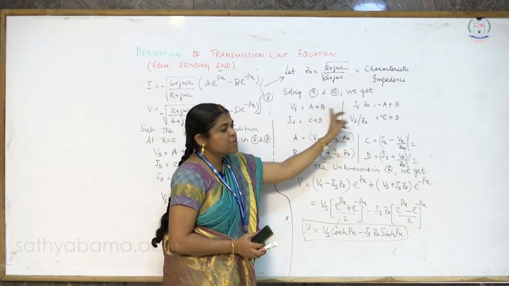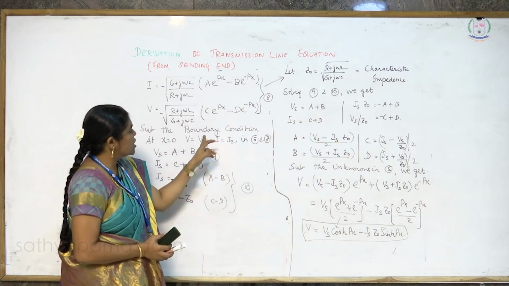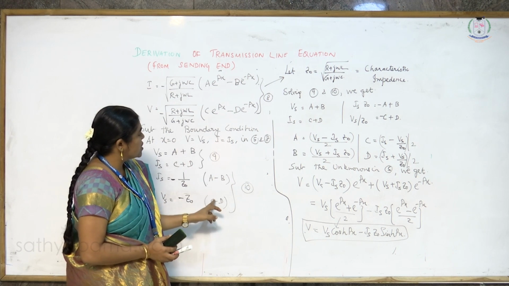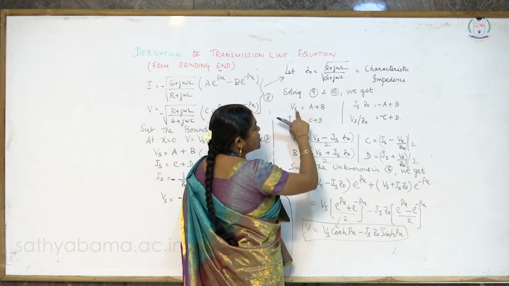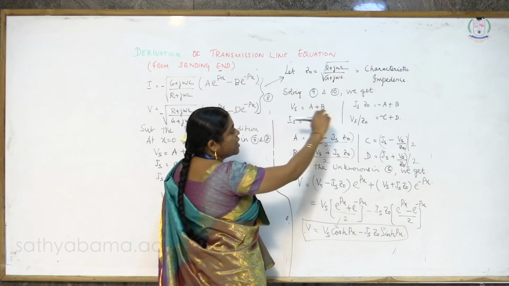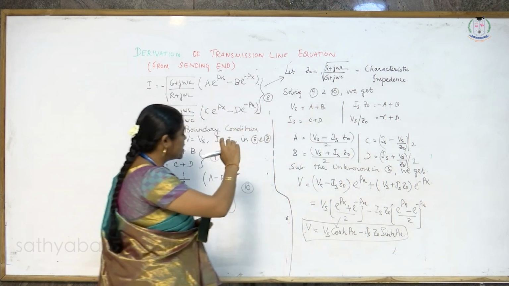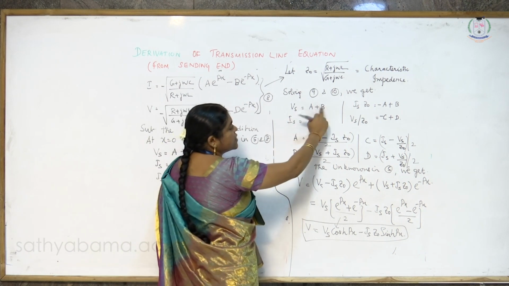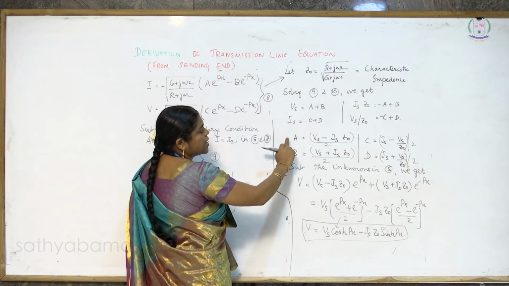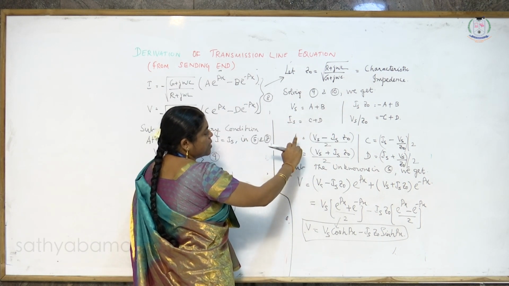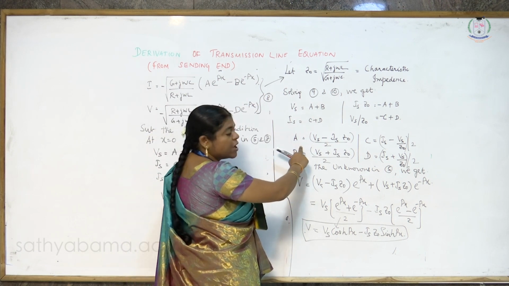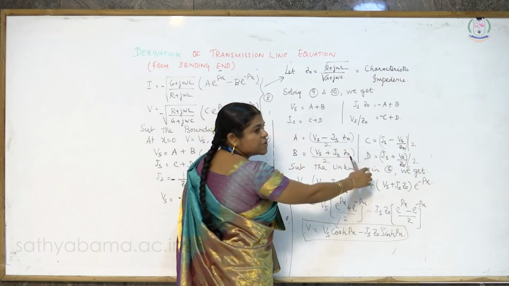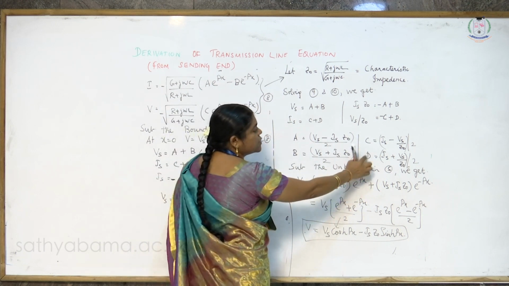So, these two equations, equation number 9 and equation number 10, I have written again here. If I take the first equation from equation number 9 and the first equation from equation number 10 and add these two equations, I am going to get the value of constant B. If I subtract, I am going to get the value of constant A. Similarly, if I adopt the same procedure, I am going to get constants C and D.